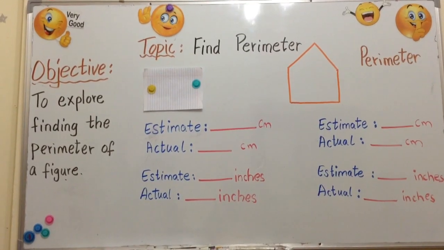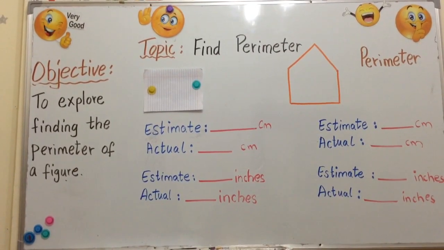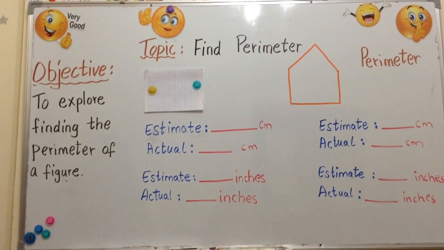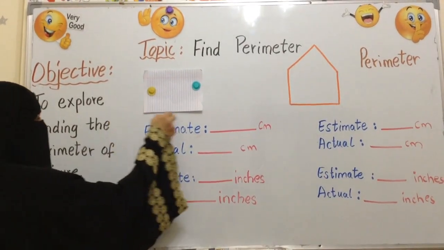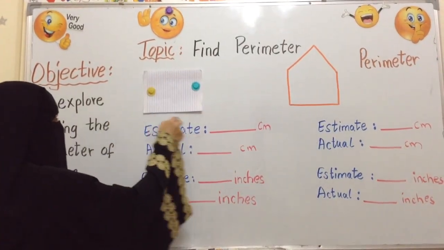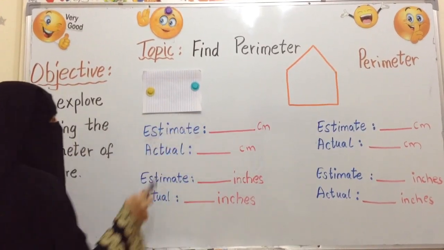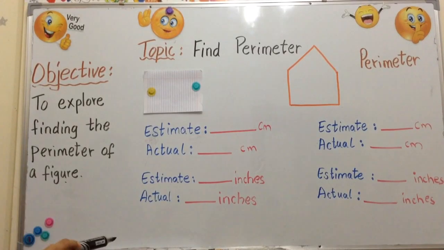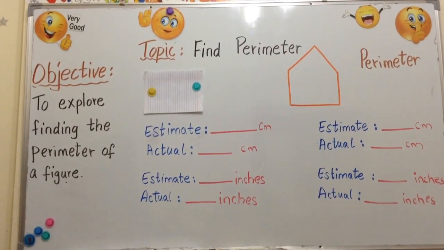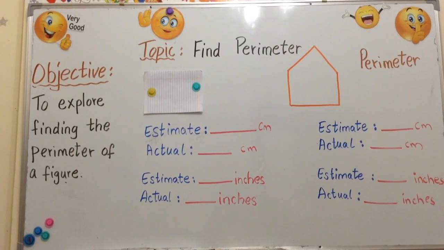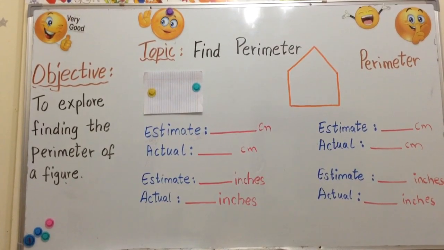Perimeter means the distance around any figure or shape. That means whatever you see outside any shape, this is called the perimeter. It can be any closed figure or shape. Now here we have to do two things. First is the estimate and the second is the actual.